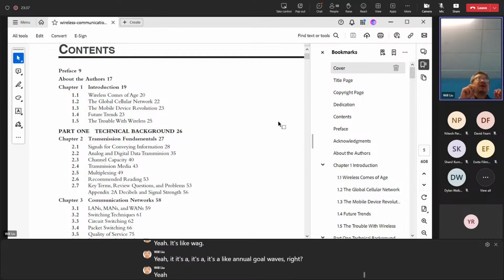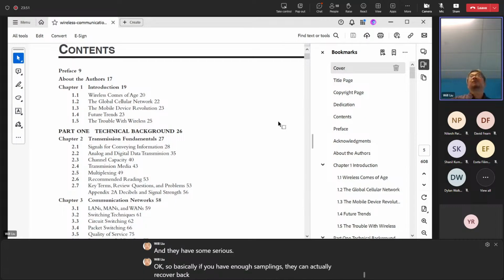Digital is actually sampling. They do the sampling on these waves, and they have a series of samples. So basically, if you have enough samples, you can recover the original signal.